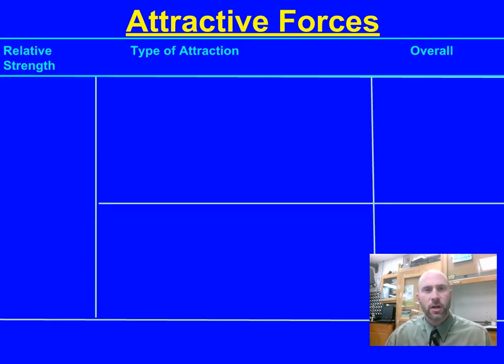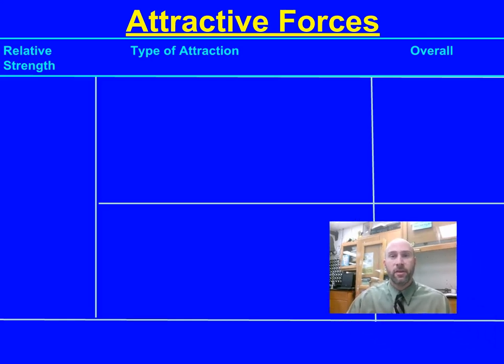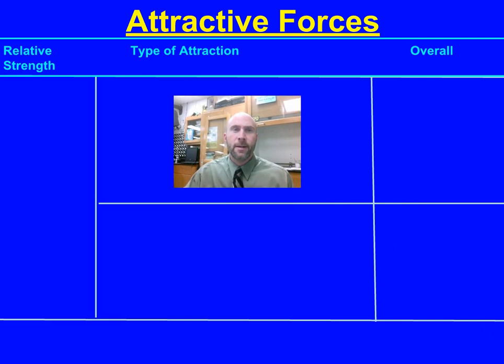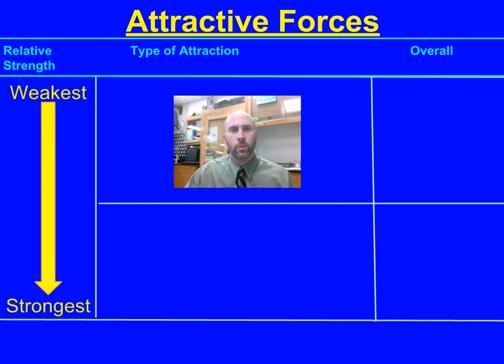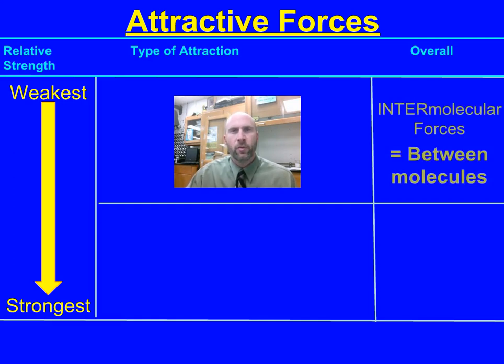All right, so I've got a chart here that might be helpful for you to write down. This is going to summarize everything, put it all together for you. And on the left side, you have the overall strength. We're going to go from the weakest down to the strongest. Okay, we'll talk about the type of attraction and the overall idea. Now, overall, the first ones, the weakest ones, are actually the intermolecular forces. Those are the ones that are between the molecules.